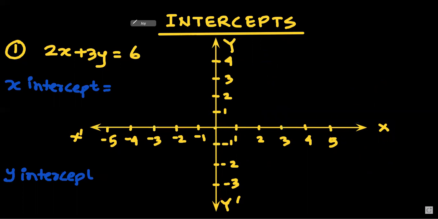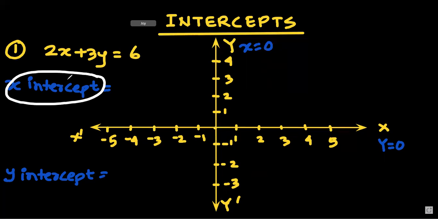X-axis is also called the y equals 0 axis, right? The y-axis is also called the x equals 0 axis. So what we need to remember to find the x-intercept: it means where the curve is intersecting the y-axis, correct? No, where the curve is intersecting the x-axis. X-intercept is where the curve is intersecting the x-axis.